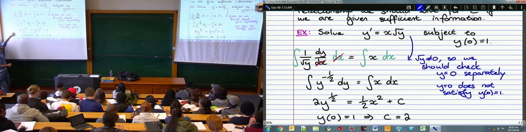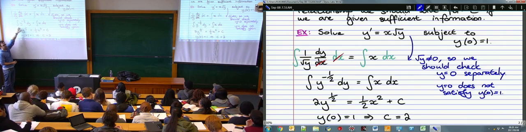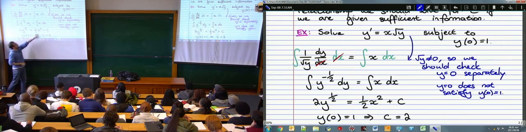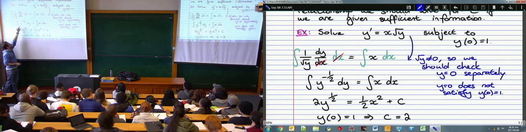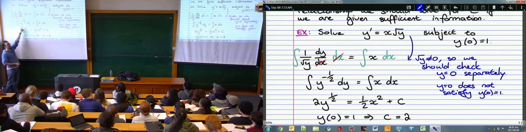We invoke the chain rule. So the left-hand side is just the integral of y to the power negative a half. Right-hand side is just the integral of x. You do this integration. This is a pretty easy example. You've had, what, a year and a half of maths. So we could, in principle, ask you to do more complicated things.